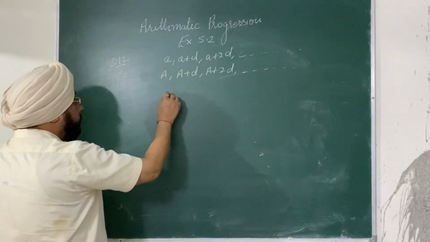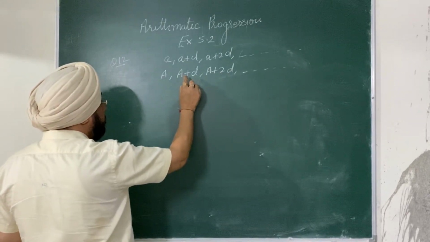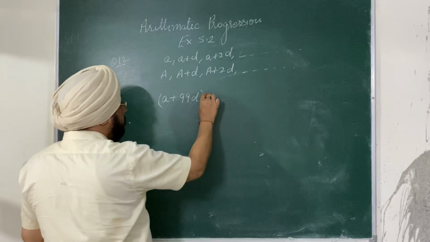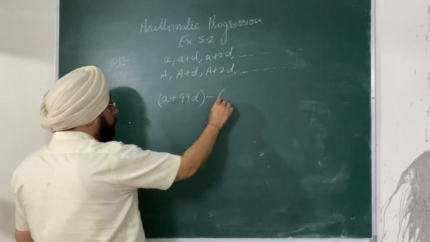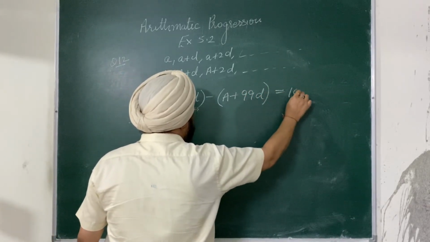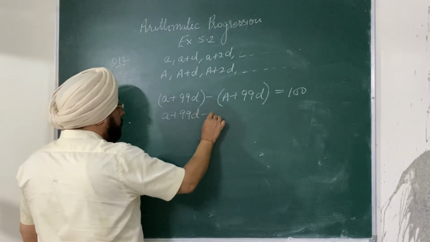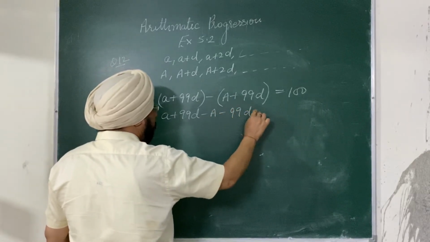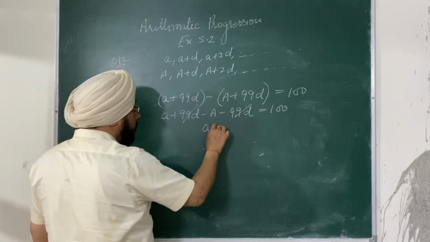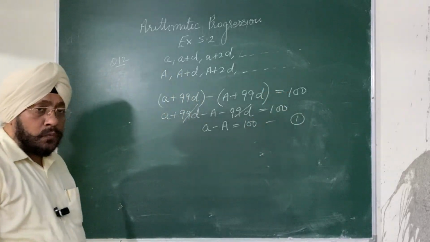So what is the condition here? The difference between their 100th terms. Let the 100th term of this AP be a plus 99d, and the 100th term of the second AP be capital A plus 99d. This difference is given as 100. Again, when we open the bracket after the negative sign, the sign will be changed. 99d is cancelled from both sides. We get a minus A equals 100. Just keep it as equation number 1.